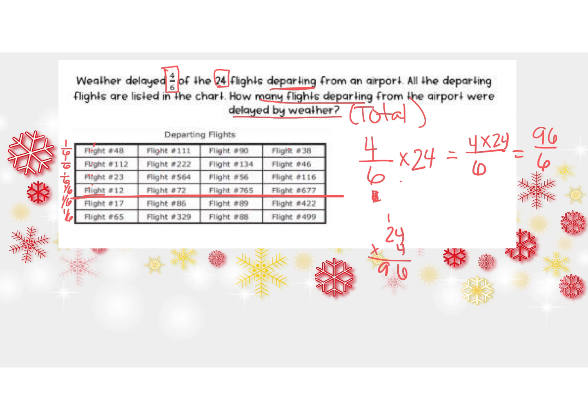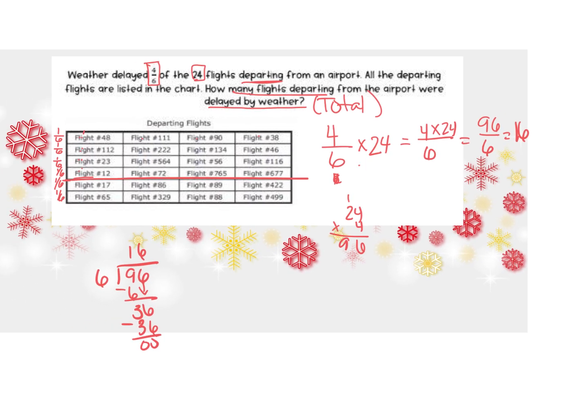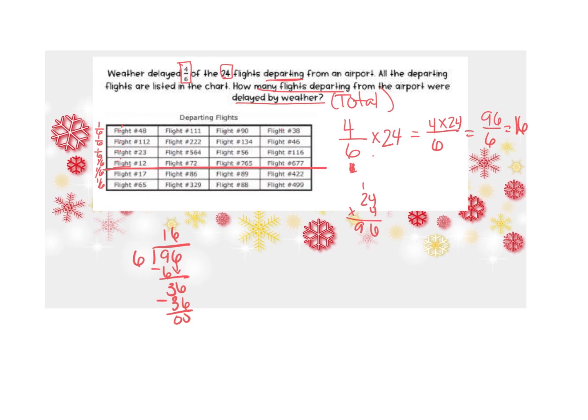So down here, I'm going to do 6 into 96. 6 goes into 9 one time. It gives me a 3. Bring down my 6. That gives me 6 times. So that is equal to 16. 16 were delayed by weather. Let's count them. 1, 2, 3, 4, 5, 6, 7, 8, 9, 10, 11, 12, 13, 14, 15, 16. So 4/6 of 24 is equal to 16 flights.